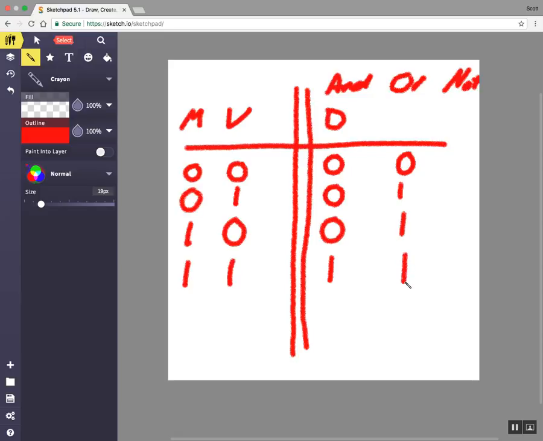So, how does this evaluate? In or truth tables, false or false is false. As long as you have a true, your or is going to be true.